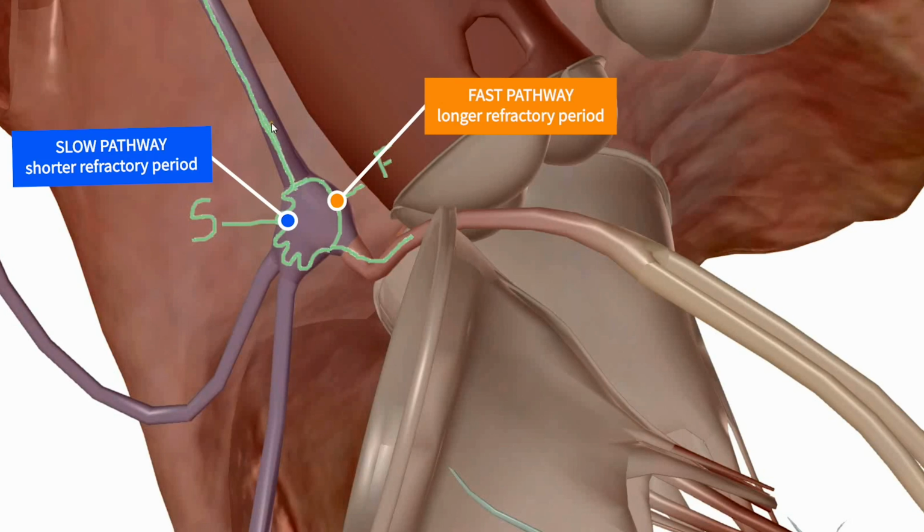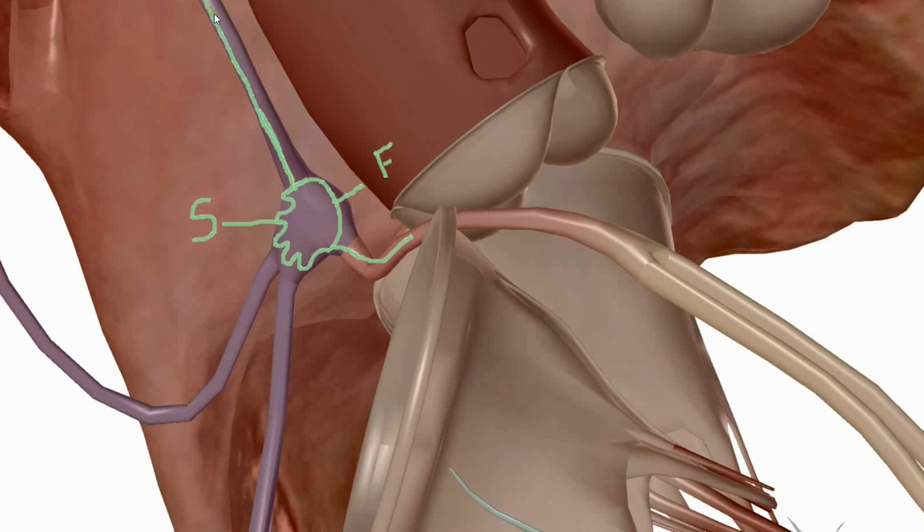So to repeat again, the fast pathway has a longer refractory period, which means they are tired for a long time. The slow pathway has a shorter refractory period, that means they don't get tired very quickly. Impulses, when they're transmitted from atria to the ventricles, usually travel into the fast pathway and into the slow pathway. The fast pathway impulses get transmitted very quickly down and they go into the ventricles as quick as possible.